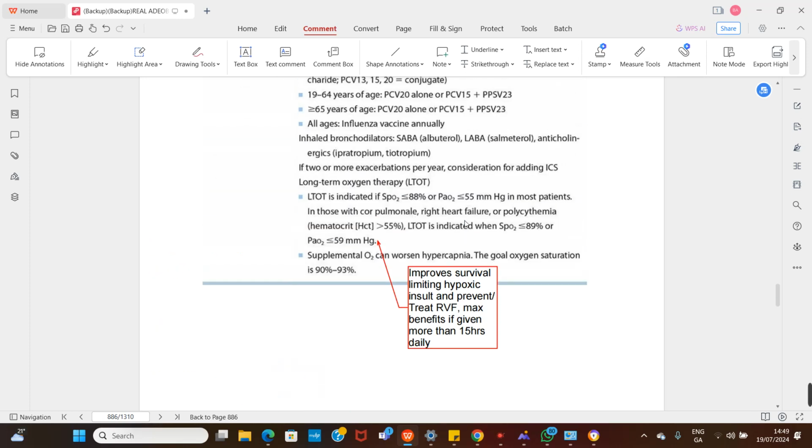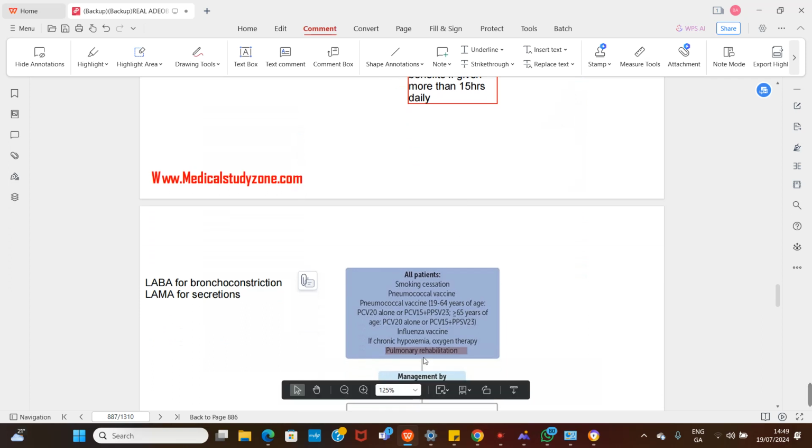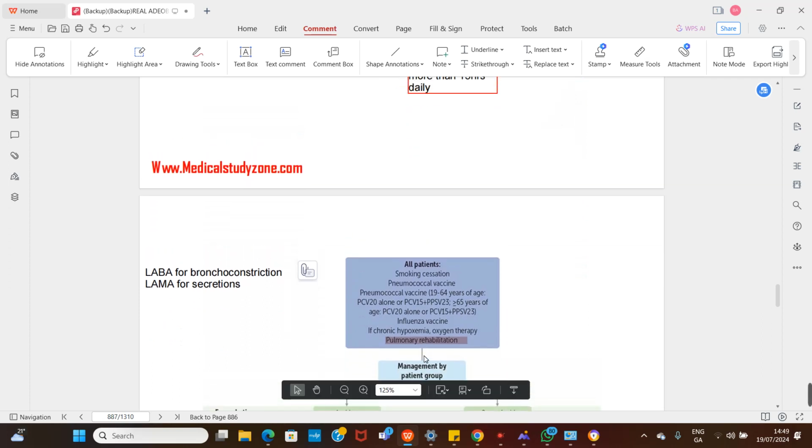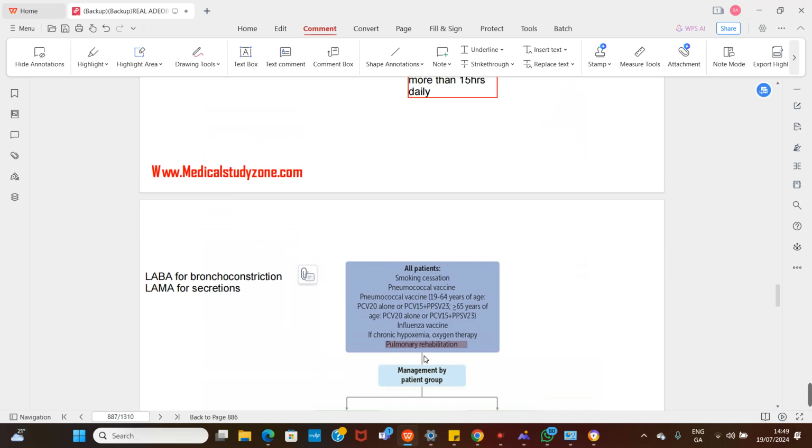Then to end it, you also have to talk about pulmonary rehabilitation. You cannot forget that. So after you have encouraged them to stop smoking, you've vaccinated them, you have given them maybe their inhalers to use from time to time, you have checked if they need long-term oxygen therapy, you can now evaluate for pulmonary rehabilitation. You are even supposed to do it, not evaluate. You must do it.